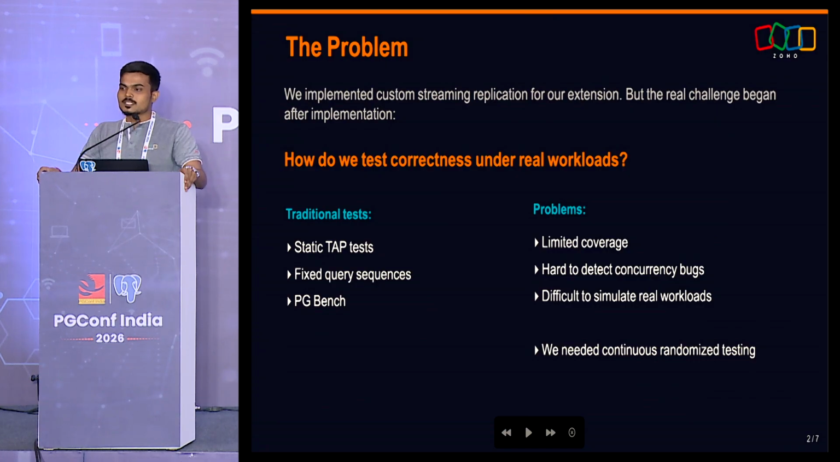The problems we found in these traditional tests are limited coverage, difficulty in detecting concurrency bugs, and difficulty in simulating real workload scenarios. So the need we faced was to have continuous randomized testing.